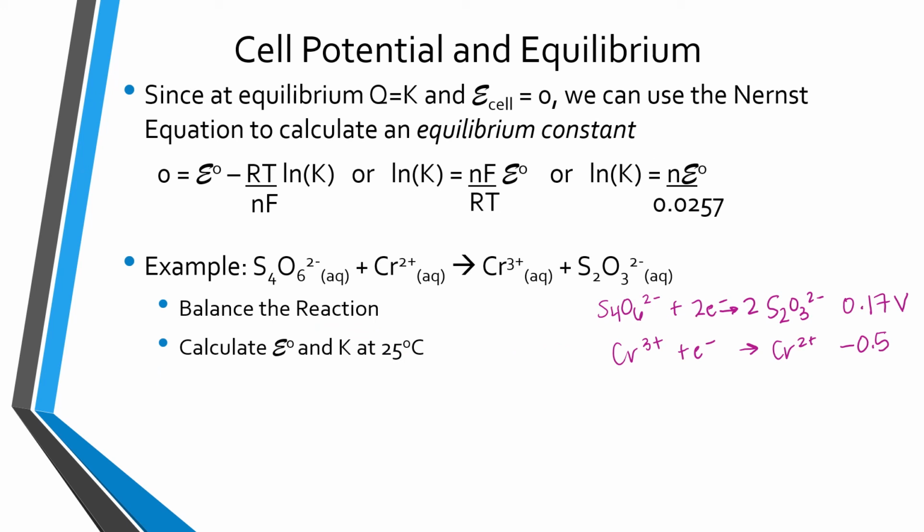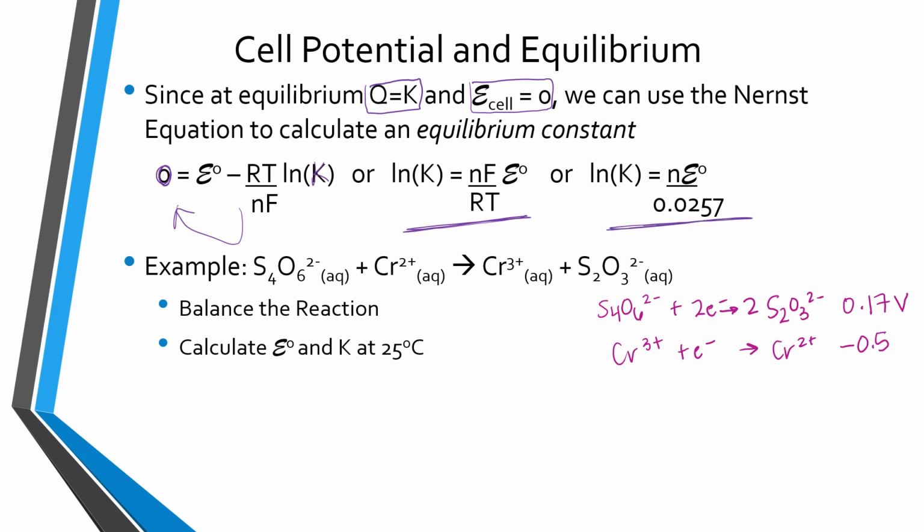So we know that at equilibrium, Q equals K, and the cell potential is 0. I can plug in 0 and K in the Nernst equation, and that gives me a way to calculate the equilibrium constant. So over here, I have it just solved. I added this to the other side, and then I divided to get this version, using that standard temperature.